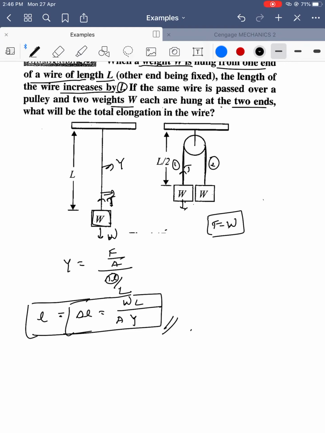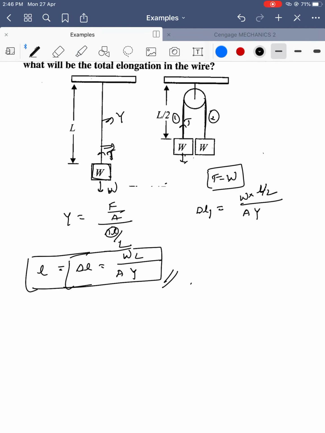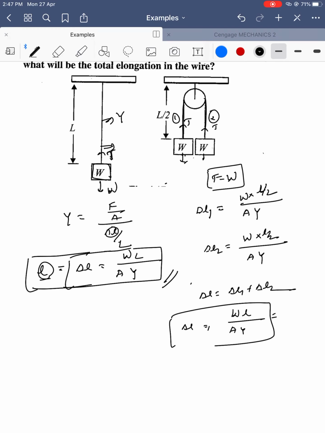So let's do this part. For the first section, delta L1 is equal to W into the length of the section, which is L by 2, divided by area into Young's modulus. Next come to the other part. Here also the same tension. Delta L2 is equal to W into L by 2 by AY. Total elongation delta L is equal to delta L1 plus delta L2. If we add these two, we will get WL by A into Y. So delta L is nothing but small l.